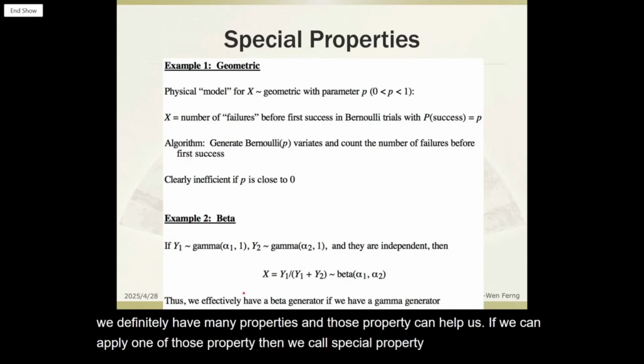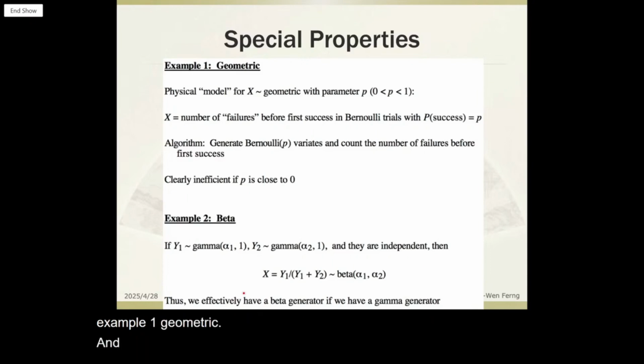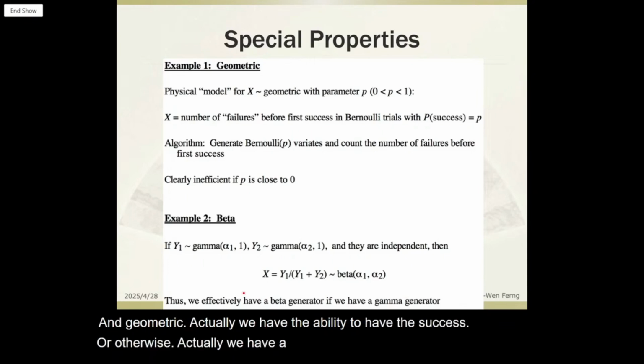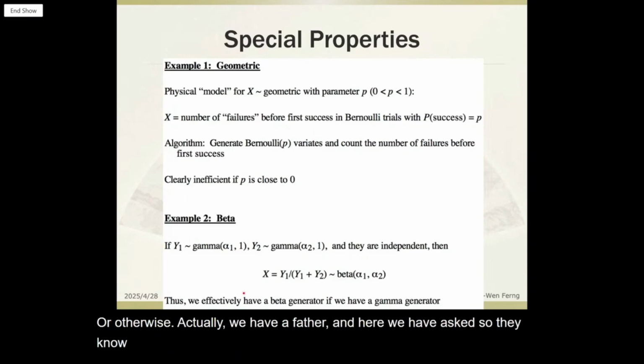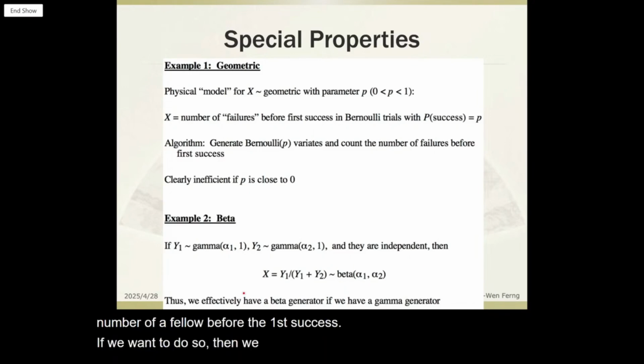For example, example 1, geometry. In geometry, we have the probability P of success, or otherwise we have a failure. And here we have S to denote the number of failures before the first success. If we want to do so, then we have the special property.